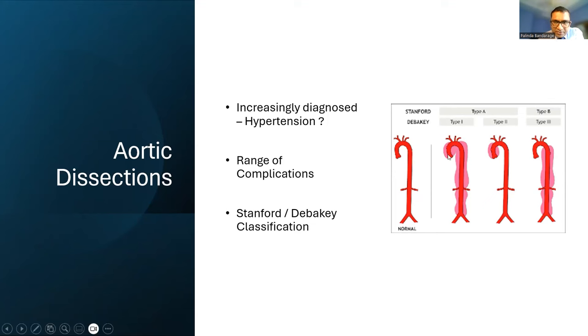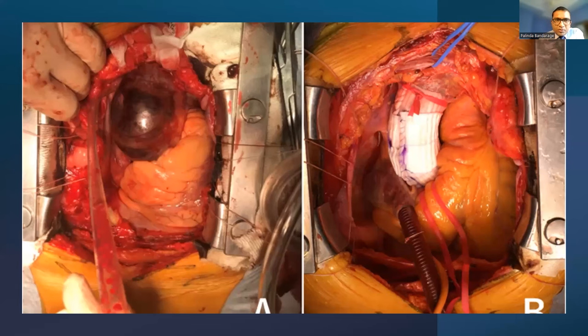Considering the risk versus benefit balance, the patient will fare better with replacement of that segment with a Dacron graft. But if it's type B, only involving the distal segment with the opening distal to the left subclavian, we usually do not operate on these patients, and they can be managed with endovascular stents if possible, and managed conservatively. So this is how an aortic dissection looks.